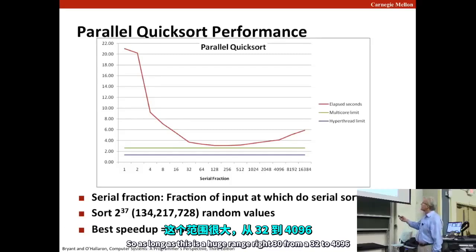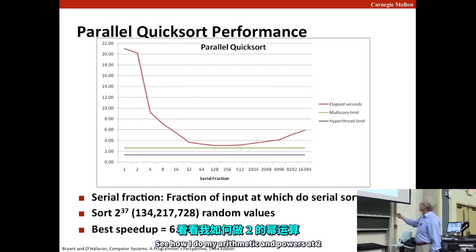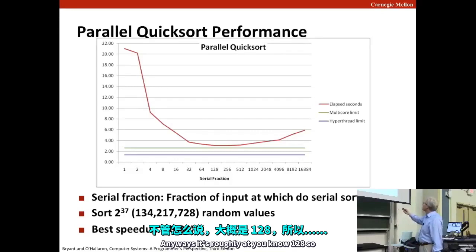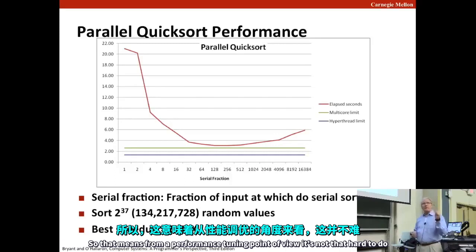Because this is a huge range, right? From 32 to 4096, that's a factor of a lot. 2 to the 5th to 2 to the 12th is 2 to the 7th. Factor 128. See how I do my arithmetic in powers of 2. Anyways, there's roughly a factor of 128. So several orders of magnitude, over which you get pretty comparable performance. So that means from a performance tuning point of view, it's not that hard to do.